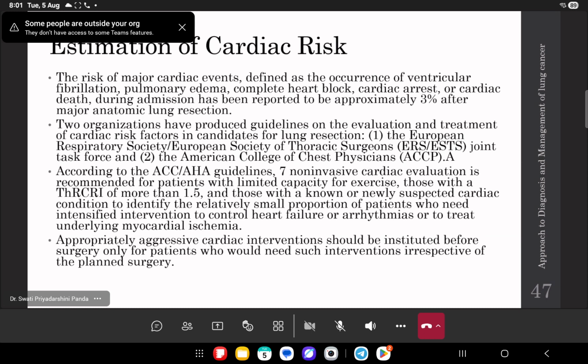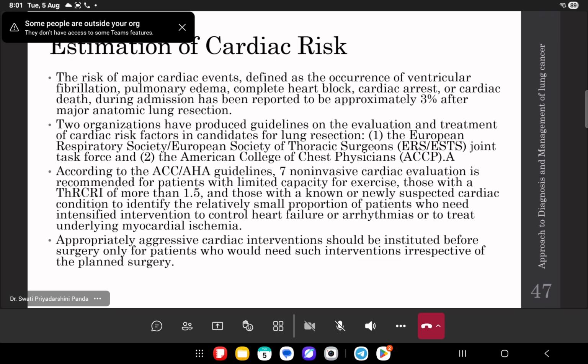Two organizations have produced guidelines on the evaluation and treatment of cardiac risk factors. These are the European Respiratory Society and European Society of Thoracic Surgeons, and the American College of Chest Physicians. According to the American Heart Association guidelines, noninvasive cardiac evaluation is recommended for patients with limited capacity for exercise, those with an RCRI of more than 1.5, and those with a known or newly suspected cardiac condition, to identify the relatively small proportion of patients who need intensified intervention to control heart failure or arrhythmias or to treat the underlying myocardial ischemia.